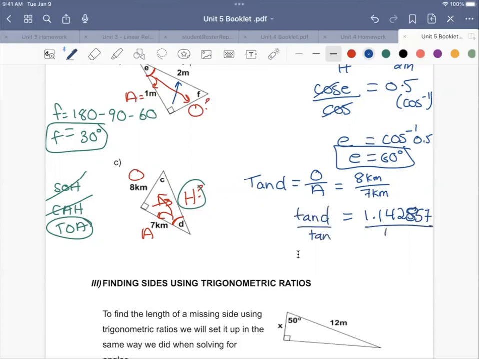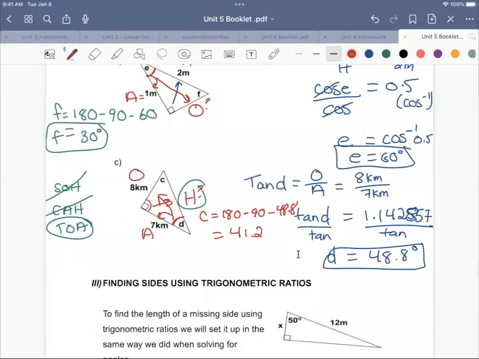Do the inverse of tan, which means D is equal to 48.8 degrees. C is 180 minus 90 minus 48.8, which is equal to 41.2 degrees.